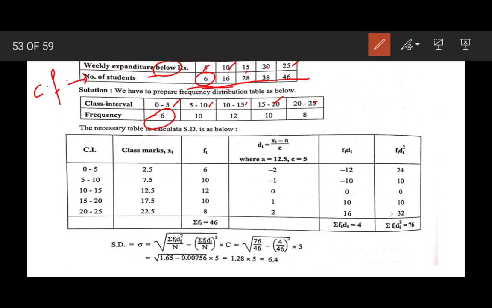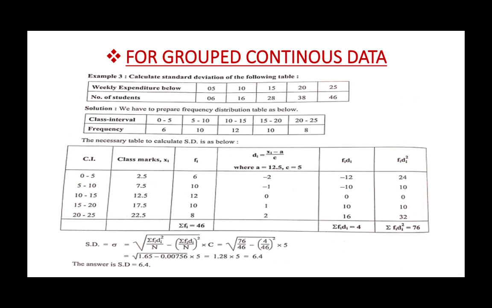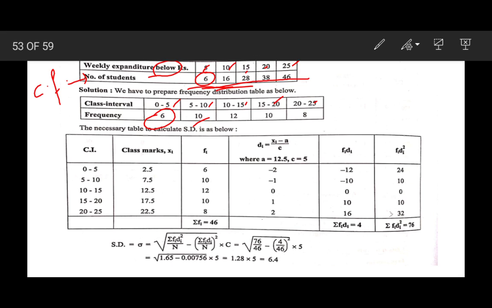Then the first frequency will be as it is. Then 16 minus 6 is 10, 28. I think this is the same sum. We had already done this, right? Standard deviation from grouped continuous data. We already did this, right? So this is the repeated sum, so we are going to omit this.